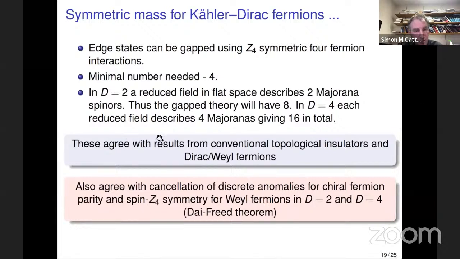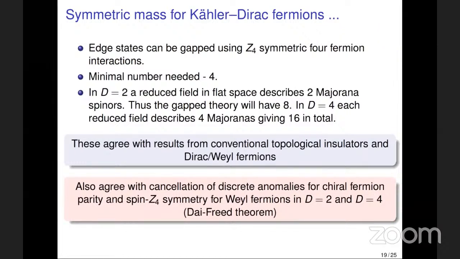In four dimensions, each reduced field, as I told you, describes four Majoranas. So again, I have four times four equals 16 in total. So the counting of fermions agrees with what you expect from topological insulators using Dirac and Weyl fermions. And it also agrees with the cancellation of discrete anomalies for things like chiral fermion parity and spin Z4 symmetry for Weyl fermions in two and four dimensions too. So this is the content, I guess, of the Dieffried theorem.